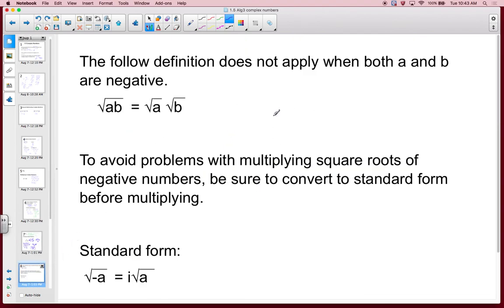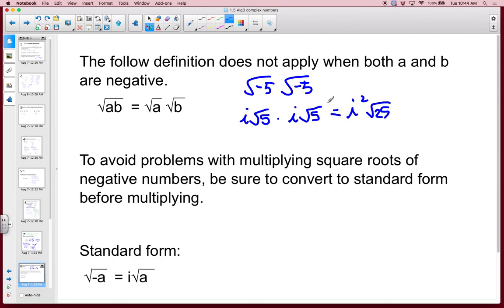All right, let's take a look at this definition. So we know that we can break up square roots, but it has to be under certain rules. It does not apply when these are both negative. For example, if I have the square root of negative 5 times the square root of negative 5, I have to first take out this negative. So this is really going to be i square root of 5 times i square root of 5. That's going to give me i squared, square root of 25.